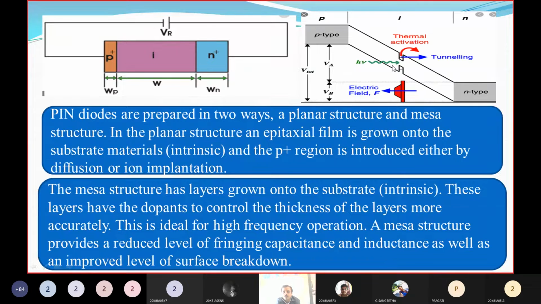One more thing we have to observe: the energy of the incident photon should be greater than the energy gap of the PN junction diode. Only then will current pass through the circuit, because if the energy is greater than the energy gap of the semiconducting material, then an electron-hole pair will be generated, which breaks the covalent bond.